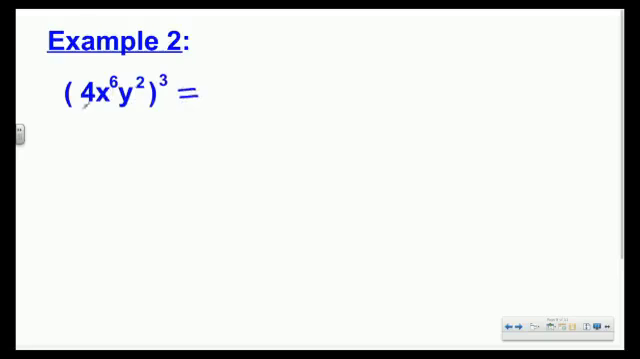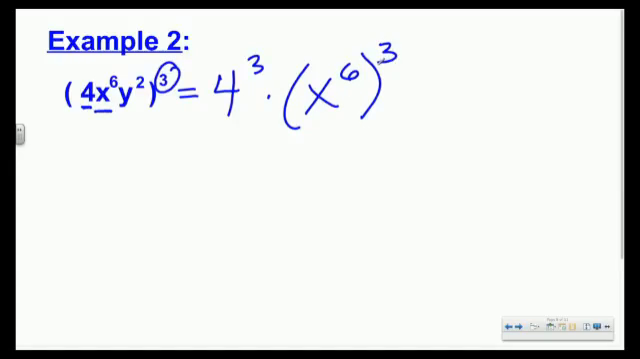All right, so I'd have 4 to the third power. So I'm going to raise everything to that exponent on the outside. And it's times x to the 6th raised to the third power, right? And then I'd have y squared raised to the third power. Okay? Now I'm just going to come off to the side and do a little work to simplify all this.